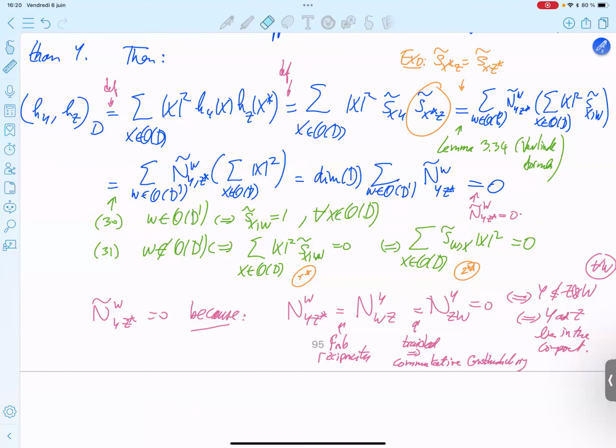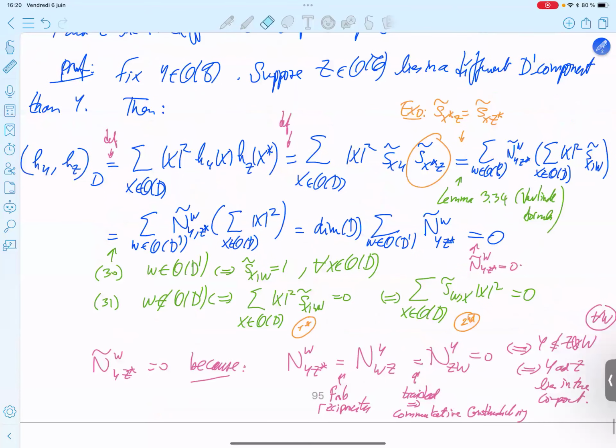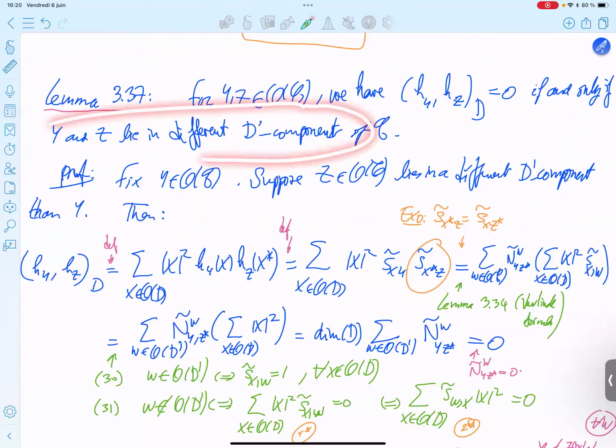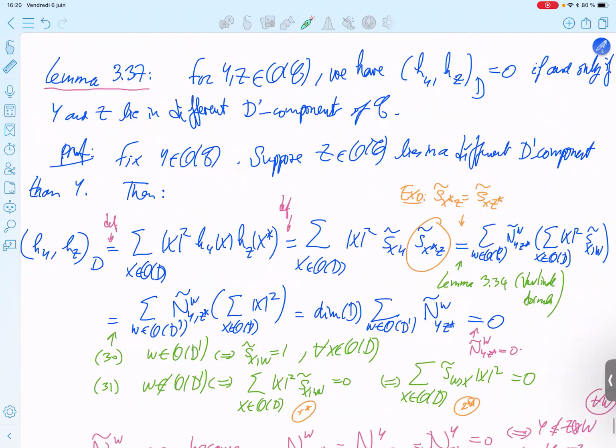Okay, so now let's prove the other side. We will want to show that if they lie in different... no, what did we show? We showed that if they lie in different components, then it's equal to 0. Now we want to show that if it is equal to 0, then they lie in different components. To prove this implies this, we will make a proof by contradiction. We will assume the negation of this, and we'll get a contradiction.